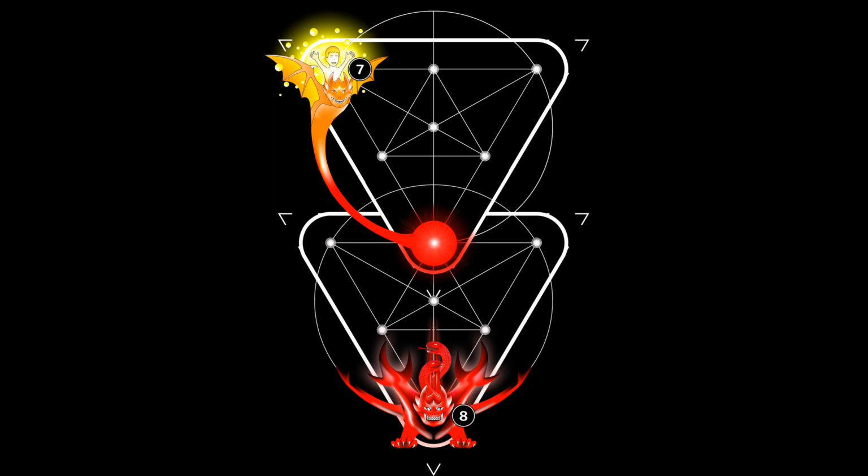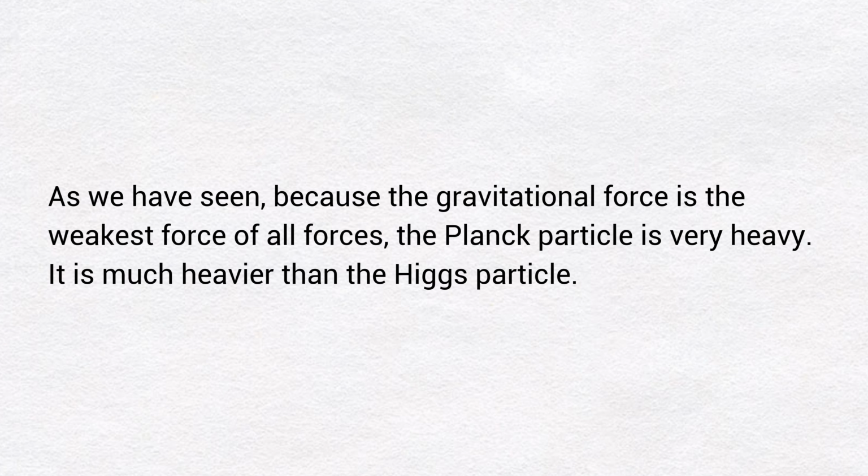The gravitational force is represented by type 7, and the Planck mass is represented by type 8. The action of type 7 brings about flexible action, flying in the sky. On the other hand, the action of type 8 brings about firm substantive action, grounding to the earth. In this way, type 7 and type 8 are inversely related. As we have seen, because the gravitational force is the weakest force of all forces, the Planck particle is very heavy. It is much heavier than the Higgs particle.